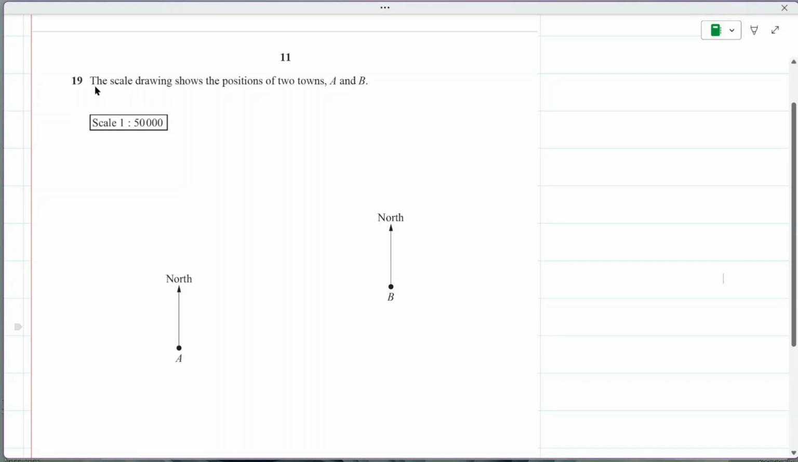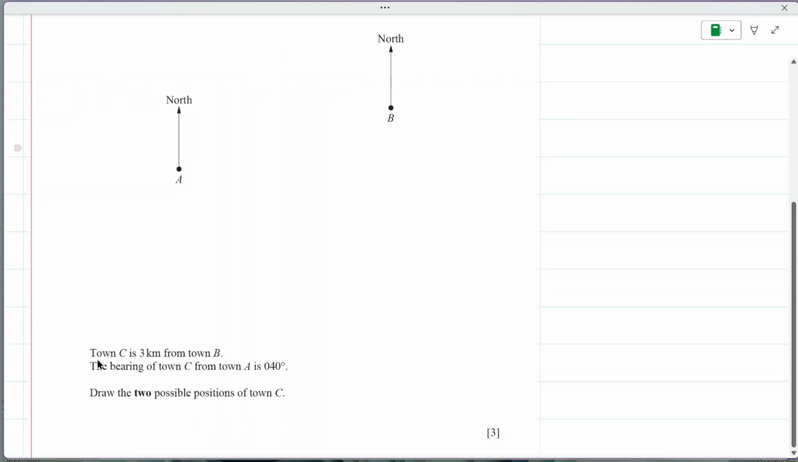Question 19. The scale drawing shows the positions of two towns A and B. This is town A and this is town B. Scale 1 to 50,000. This scale is in centimeters. So this is 1 centimeter to 50,000 centimeters. This is 1 centimeter on paper to the actual 50,000 centimeters on land.